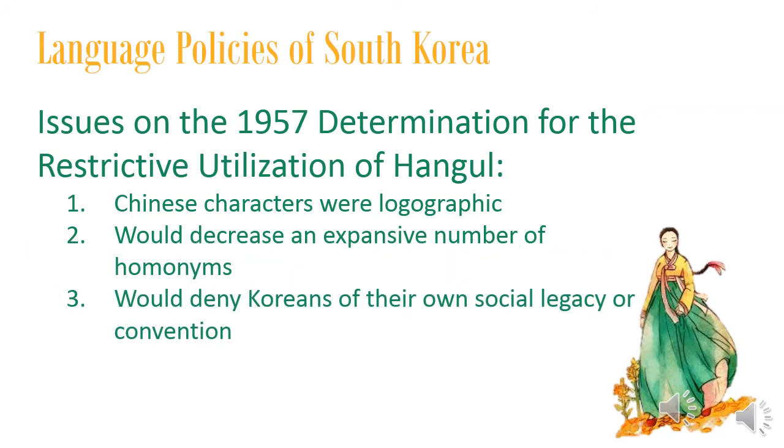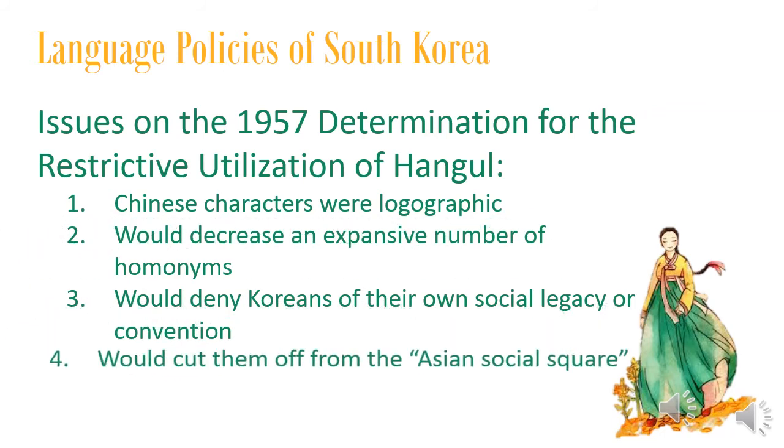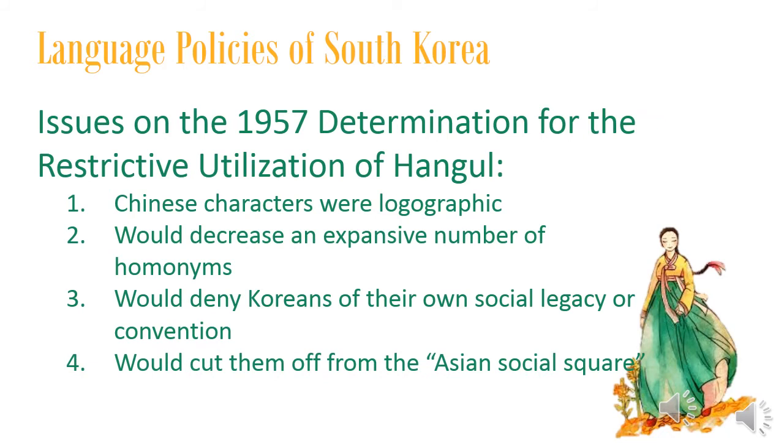is that it would deny Koreans of their own social legacy or convention, seeing as their official documents and other academic writings in ancient times were all written in Chinese. And the fourth one is that it would cut them off from the Asian social square to which Korea, China, and Japan all had a place.